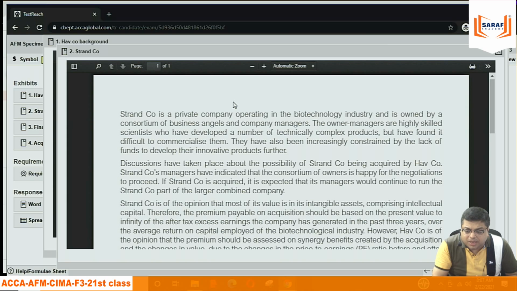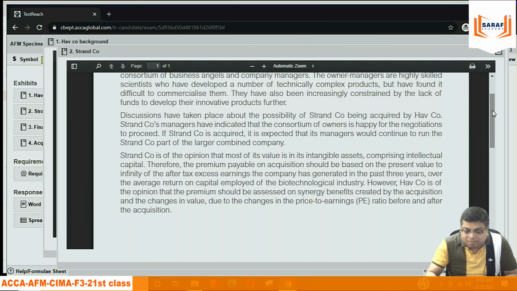Discussion has taken place about the possibility of S company being acquired by H company. S company's managers have indicated that the consortium of owners, the business angels and company managers, is happy for the negotiation to proceed. If S company is acquired, it is expected that its managers would continue to run S company's part of the larger combined company. That means the managers will not be left, and they should not be left because they have the knowledge of innovative product development and all that.